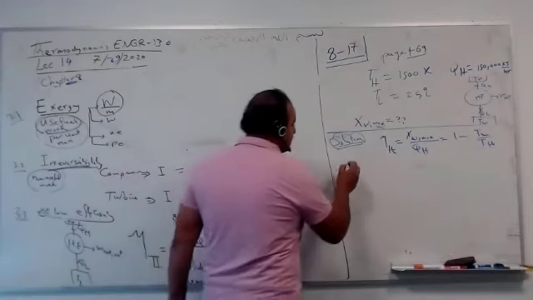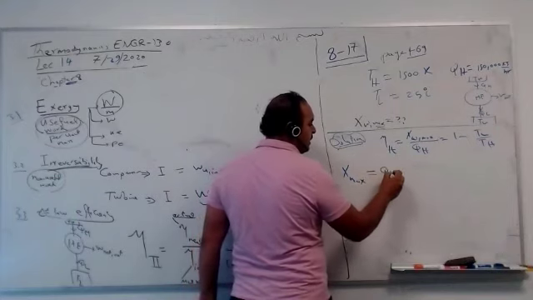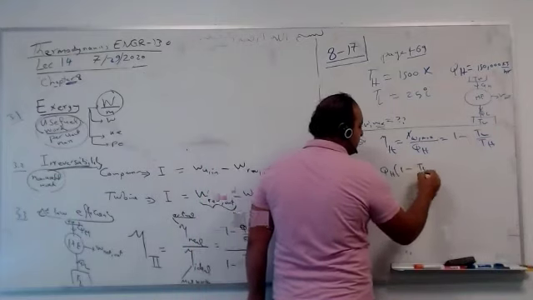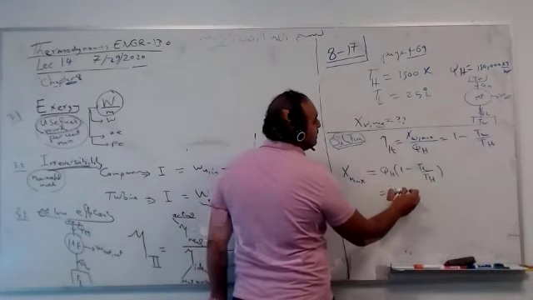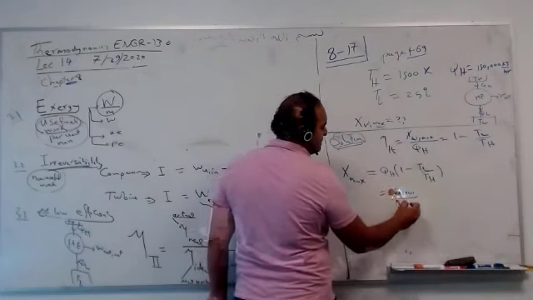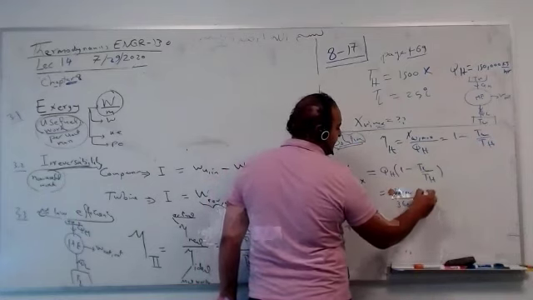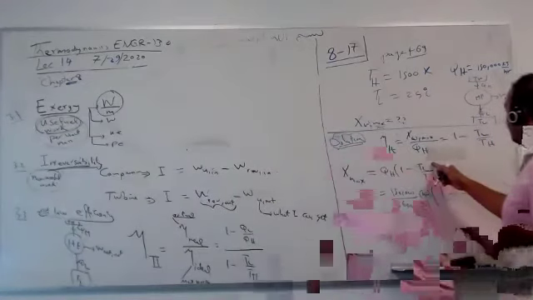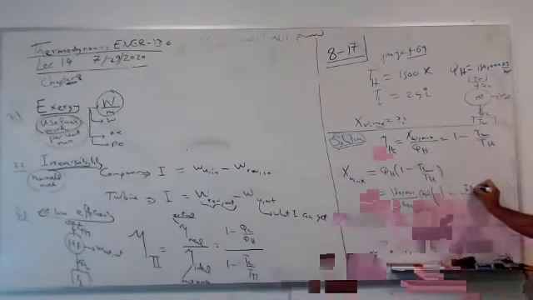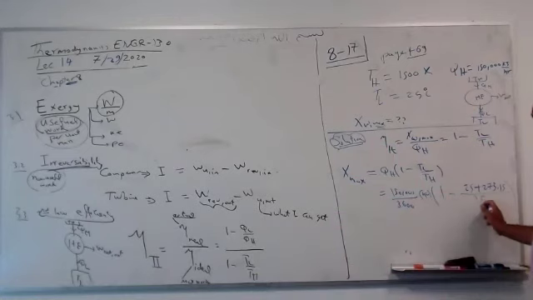So you can say exergy maximum is equal to Q high times 1 minus T low over T high, where Q high is 150. We want it in watt, so divide by 3,600. Now it's kilowatt. Kilowatt times 1 minus. Now be careful. T low is 25, so it's 25 plus 273. It must be in absolute temperature.